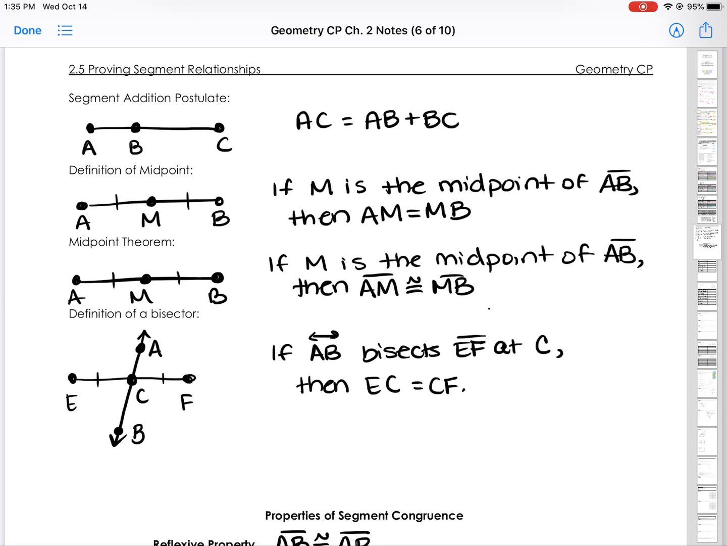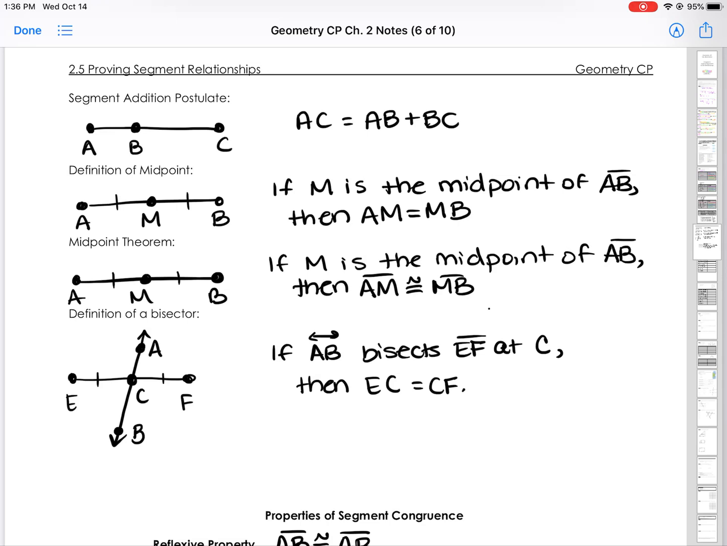The definition of a midpoint is that it cuts a segment in half. So if M is the midpoint of AB, then we can say that AM is equal to MB, that those two smaller segments are equal. The midpoint theorem is almost exactly the same, it just allows us to use congruent instead of equal.